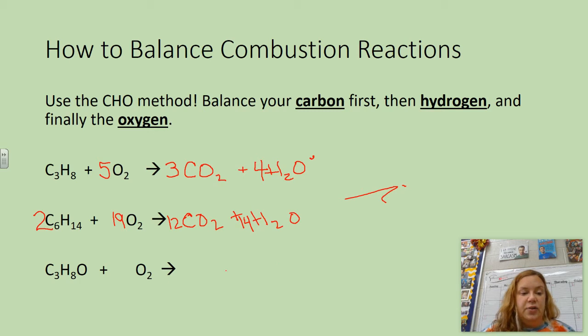Sometimes you're going to see a hydrocarbon with an oxygen in it. So you'll notice here we have C3H8 and an oxygen here. So let's see how that plays into the mix. So we've got CO2 and water again.